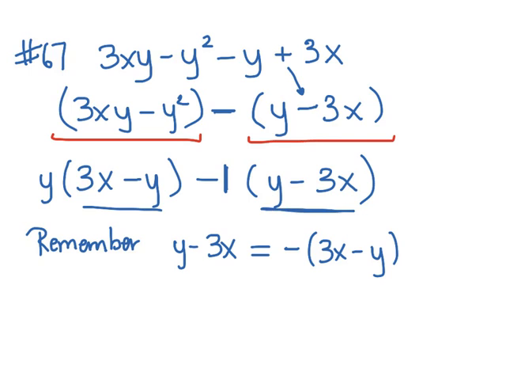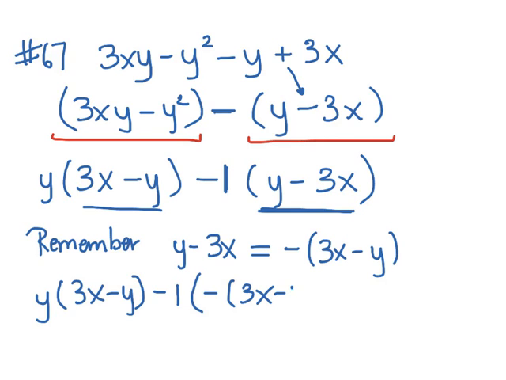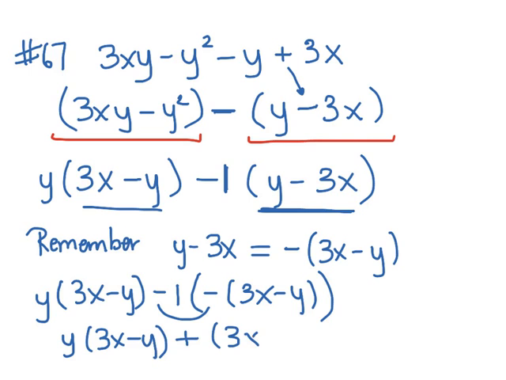So instead of this second group here, I'm going to rewrite it. So I've got y times 3x minus y, and then I'm going to have a minus 1, and instead of y minus 3x, I've got a minus 3x minus y. So here I have a negative, and that becomes a positive, these two here. So I've got y times 3x minus y plus 3x minus y. Okay, and there's still that 1 in front of it.